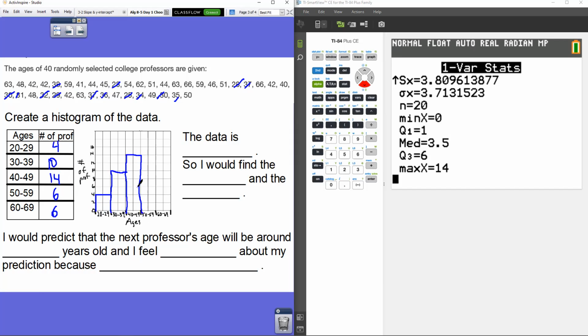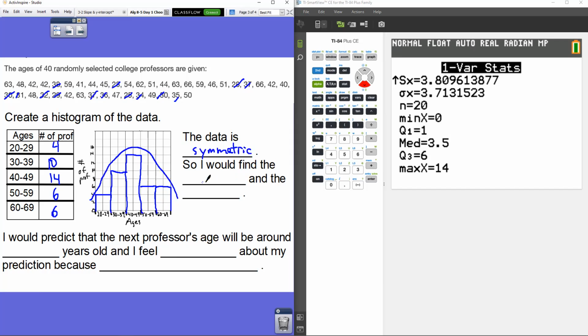50 to 59, I have 6. And 60 to 69, I have 6. So there is my histogram. Is the data symmetric, skewed left, or skewed right? Well, I can see that it goes up and then it goes down. Is it exactly the same on both sides of the hill? No. But is it pretty close? Yes, it is. Therefore, this data would be symmetric.